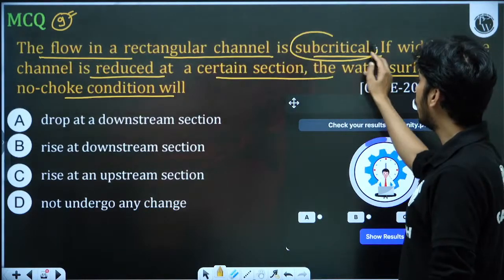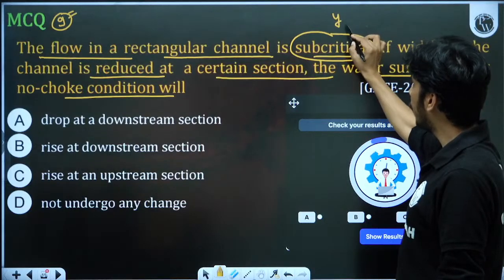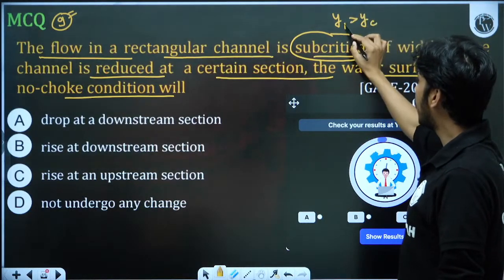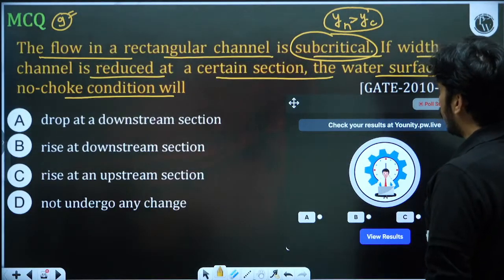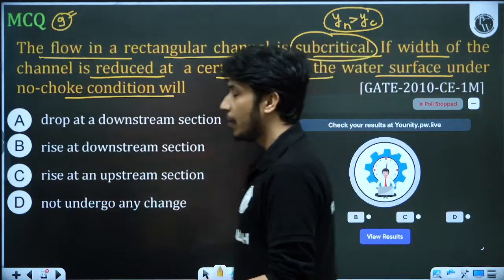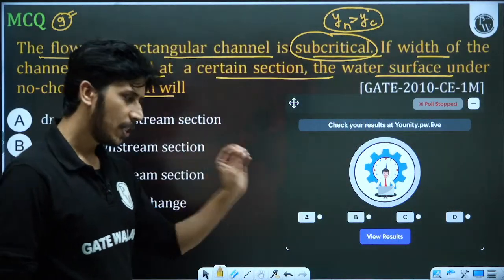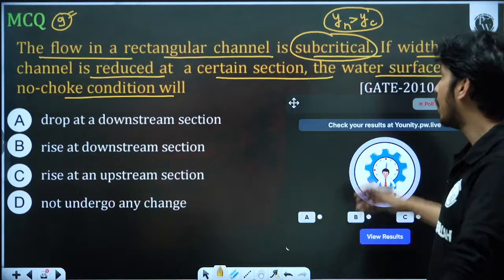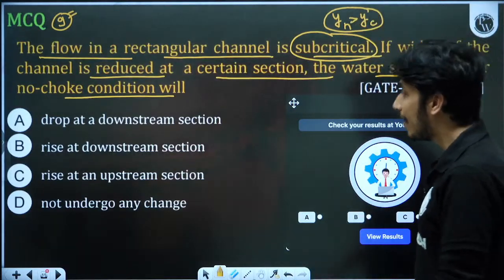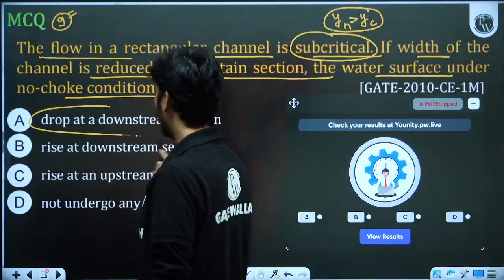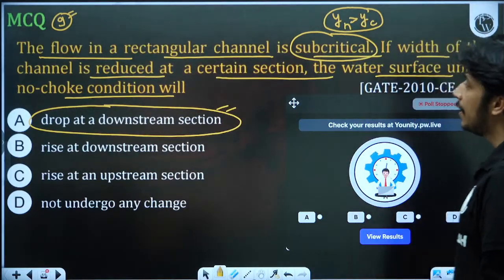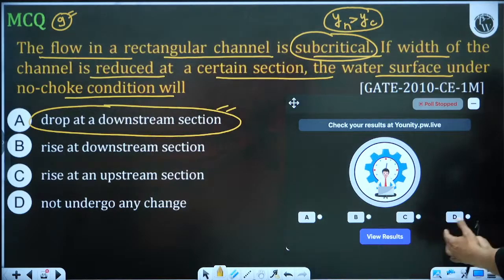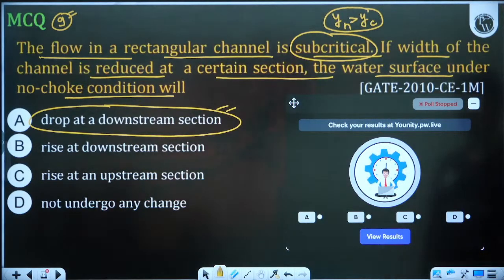So which type of flow? Subcritical flow. In subcritical flow, the depth of flow is more than the critical value. So what will happen if you reduce the width or make the hump? It will try to go towards the critical, so the depth will reduce. It will drop at the downstream section. Always the downstream section is affected, upstream is not affected. So in a rectangular channel, if the width of the channel is reduced, the water surface will drop at the downstream section.